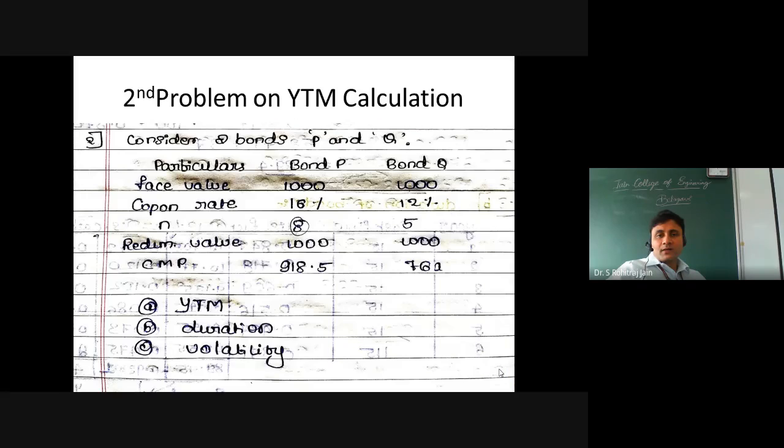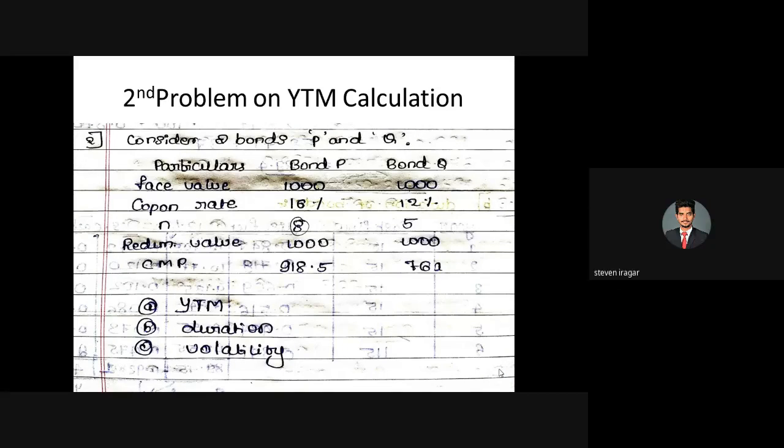Similarly, those who have solved for P, you can solve for Q also. And please check the coupon rate. Sir, the coupon rate is 16%, no? Correct. You mean to say for bond Q? For bond Q it is 12%. See the problem here? Bond P is 16%.